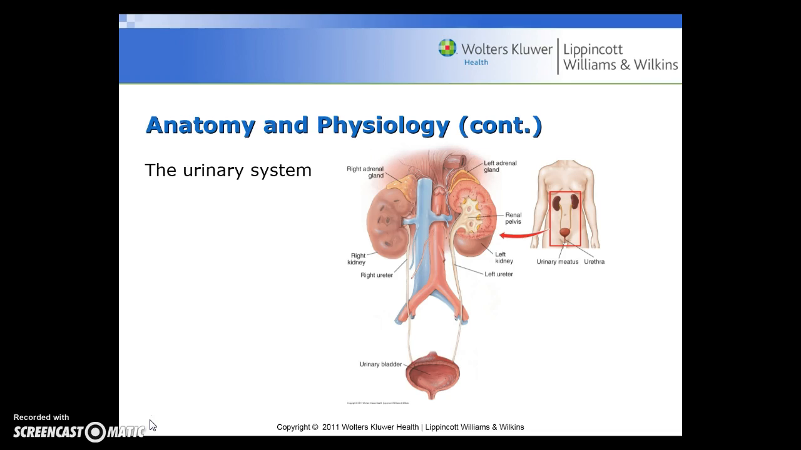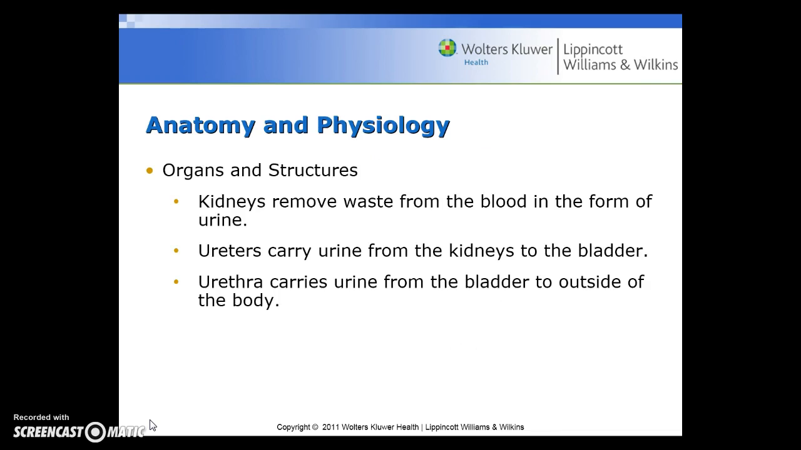Of course, you know the right and the left kidneys. Above those are the right and the left adrenal glands. In the middle of the left kidney, we can see the renal pelvis. And flowing down from the kidneys, we see the right and left ureters, ending in the urinary bladder. On the right-hand side is a more pulled-out picture where we can see the urethra leading to the urinary meatus.